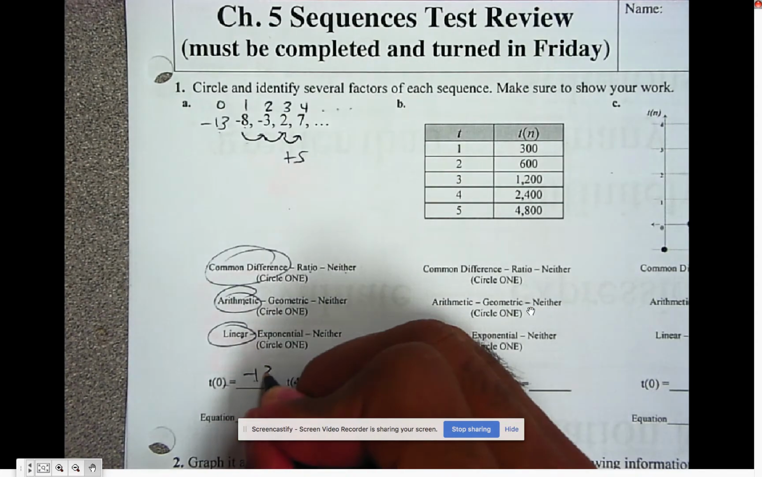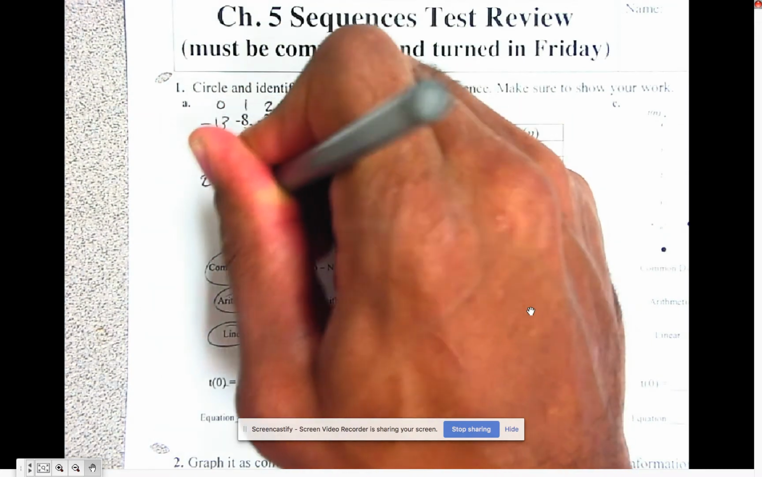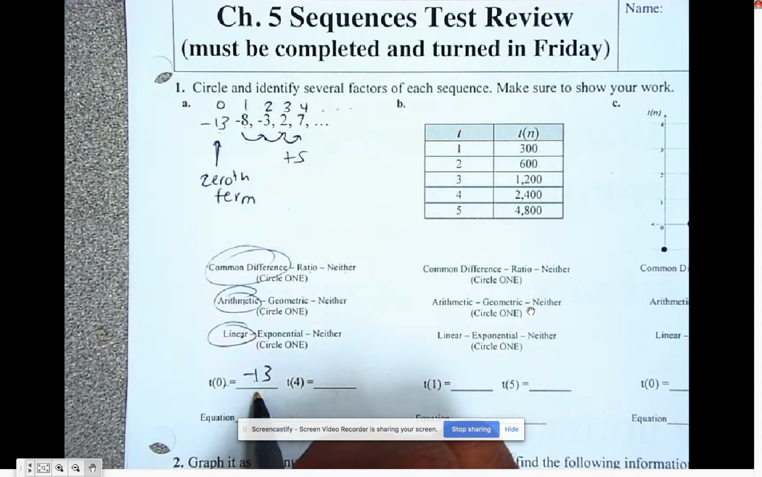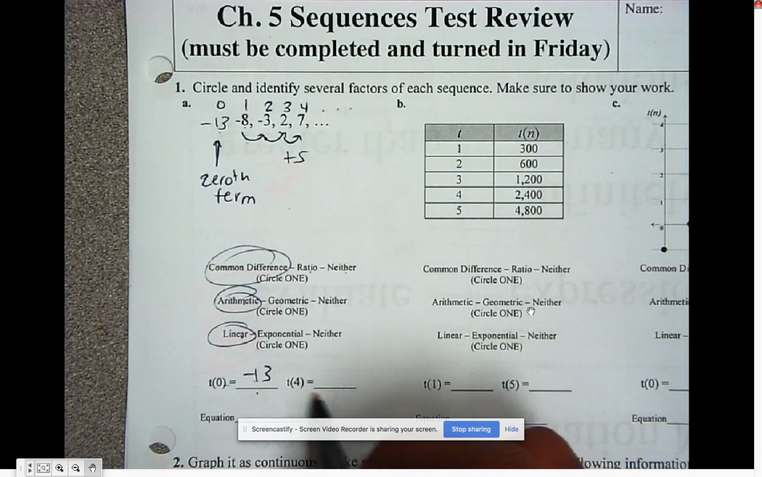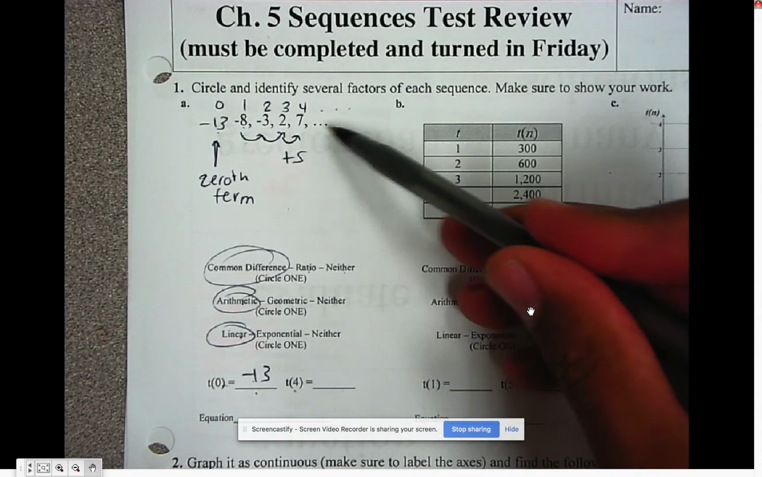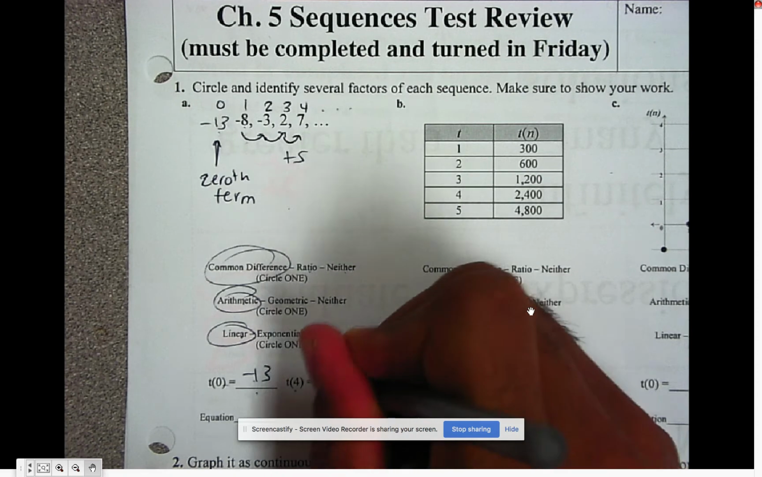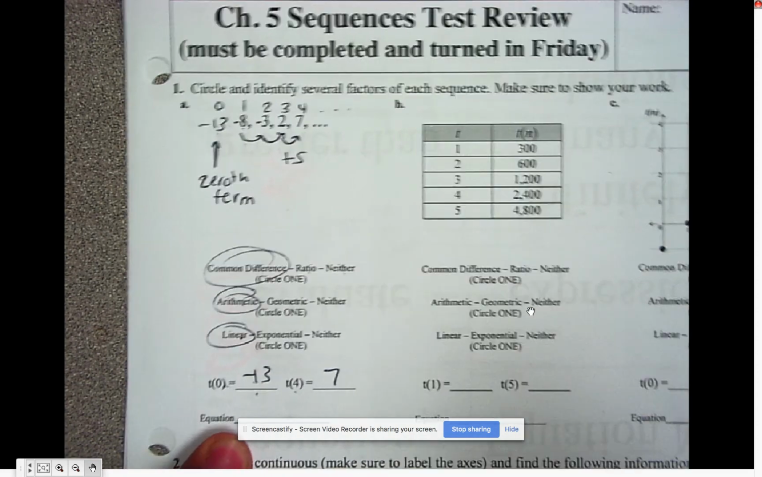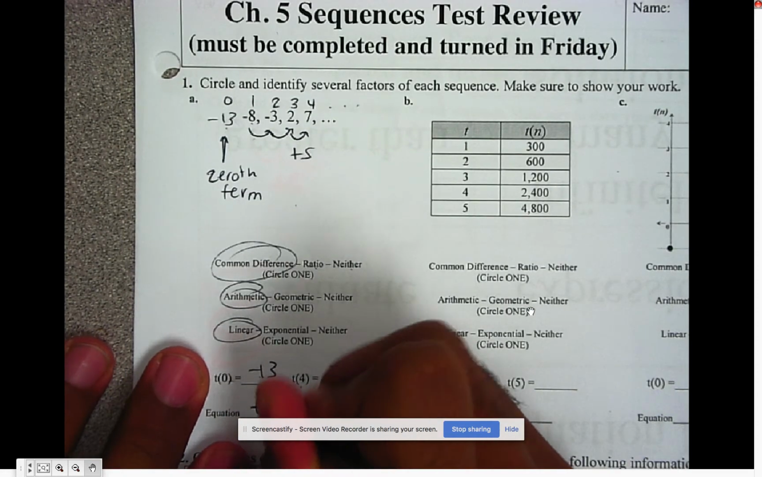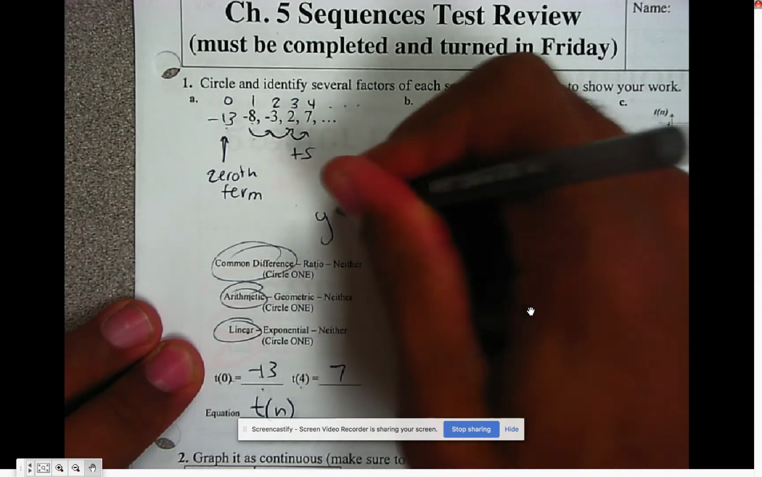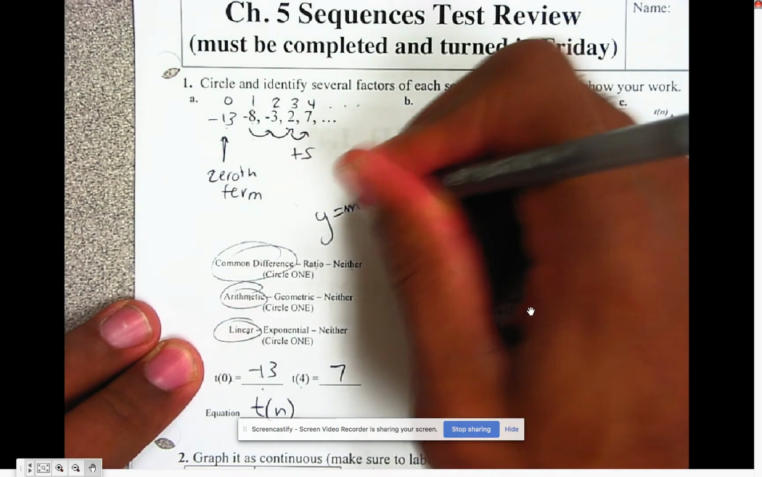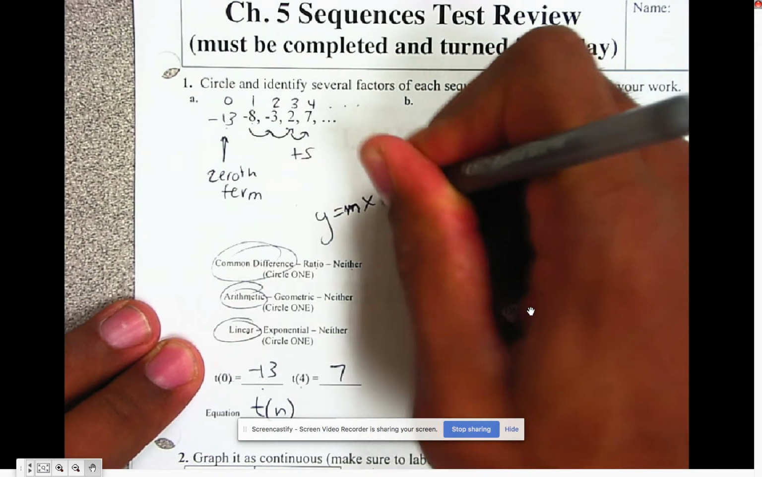So the 0th term is -13. And then this is talking about the 4th term. What's the 4th term? That's our 7 here. Now we have to create an equation. Remember, you always start with t of n, and we're using the format of slope-intercept form, which is y equals mx plus b.